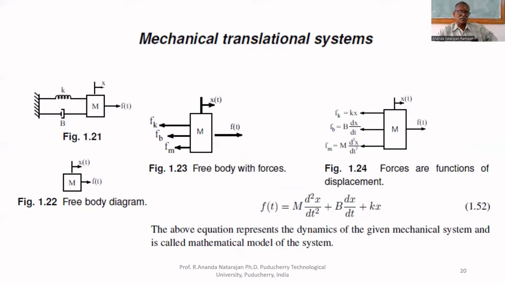Mechanical translational systems. To obtain a mathematical model of a given mechanical translational system, this is the given problem. For the given mechanical translational system, we have to draw the free body diagram. This is the free body. In the free body diagram, all the forces acting on it we have to draw.